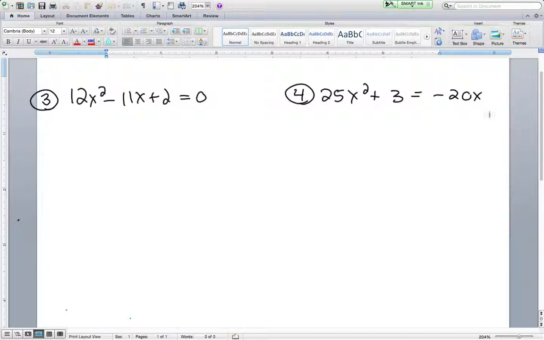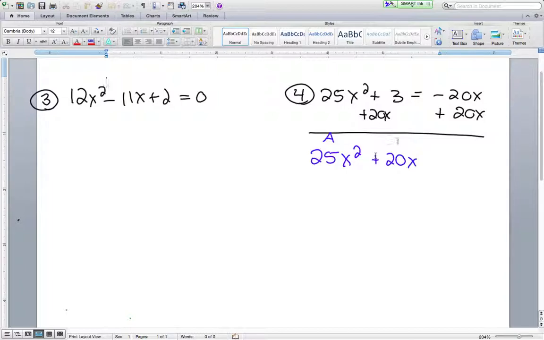So I am going to get rid of this negative 20x by adding 20x to both sides. Now notice I'm not just tacking it on the end. I want it in order so I don't make any silly mistakes. On the test, some people were adding 20x, but then were telling me 20x was C. No, A is always next to x squared. B is always next to x. C is always the constant.